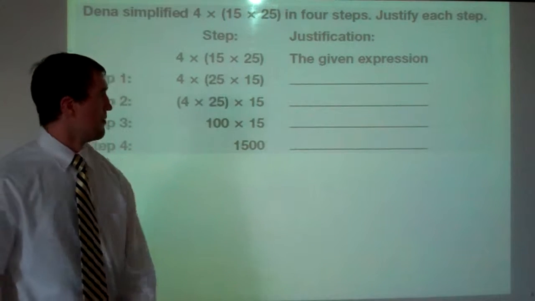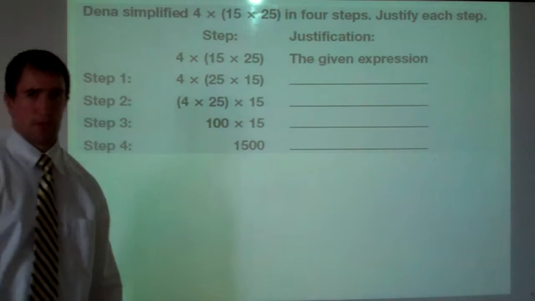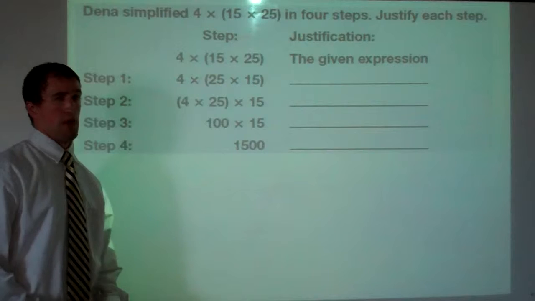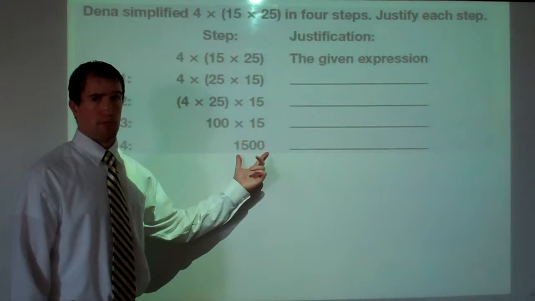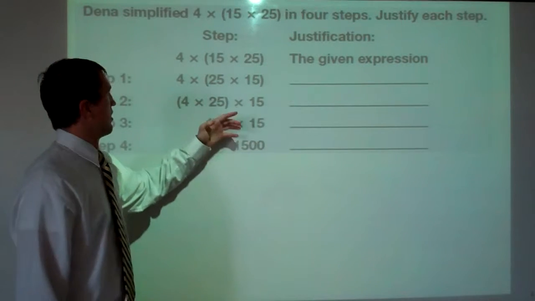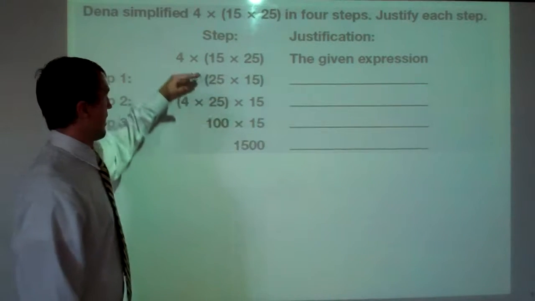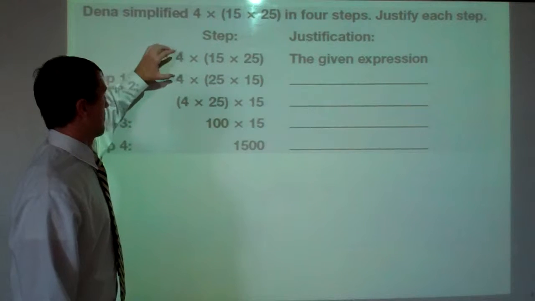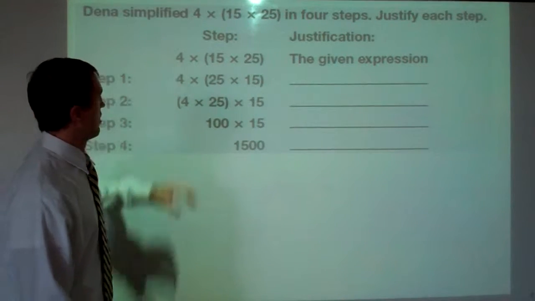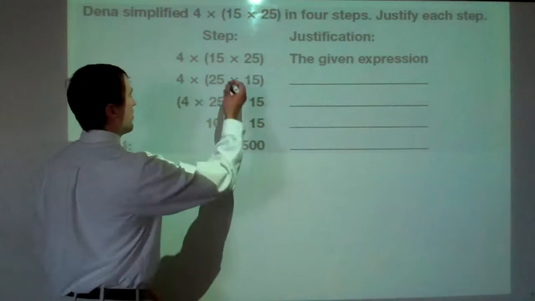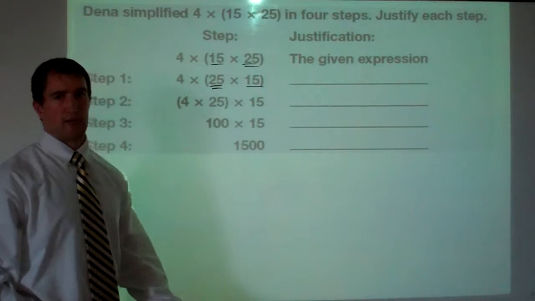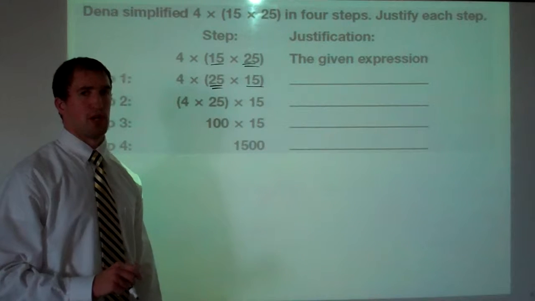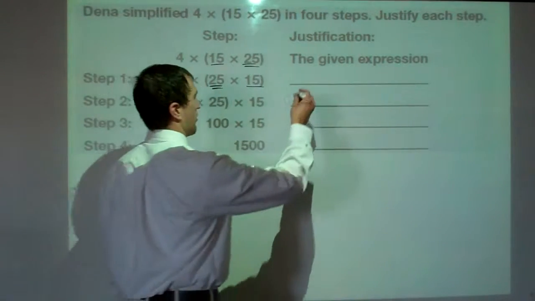Okay, moving on. This one tripped up some students. We're not looking for numbers here. We're not looking for calculations. I know what the answer to this problem is. It's 1500. What we want to do is look at this step here and this step and see what changed. Well, it looks like 15 and 25 switched spots. The order of the number changed. So that's commutative.